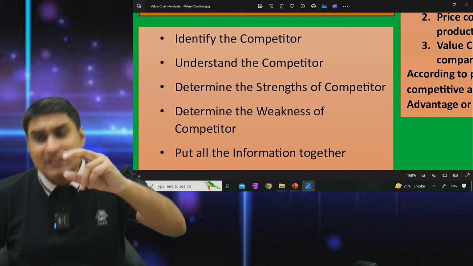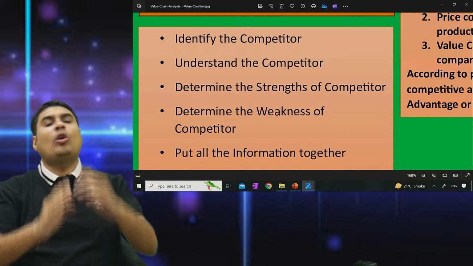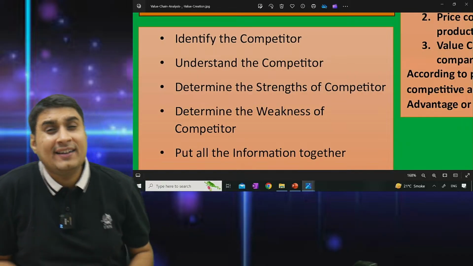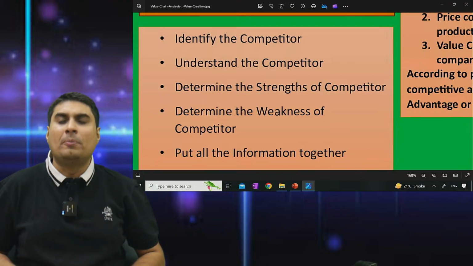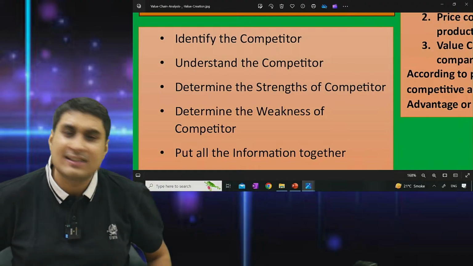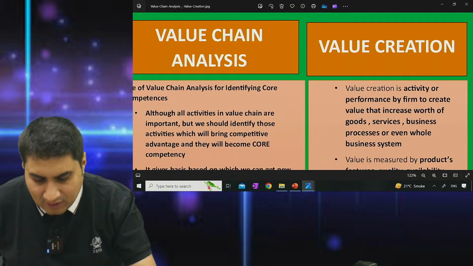Done. Tell me, what are the steps to understand competitive landscape or intelligence? Identify the competitor, understand the competitor, determine the strength of the competitor, determine the weakness of the competitor, put all information together. Simple. Come here, last: value creation.